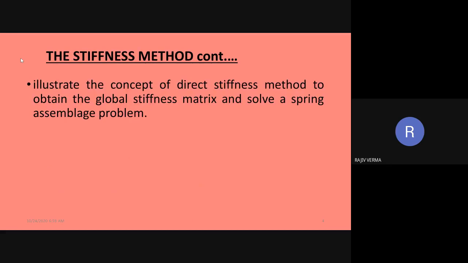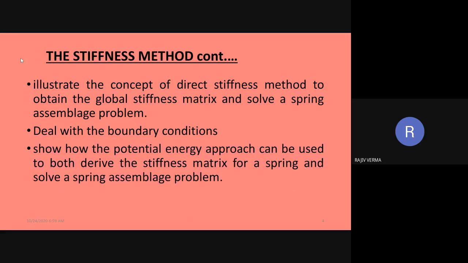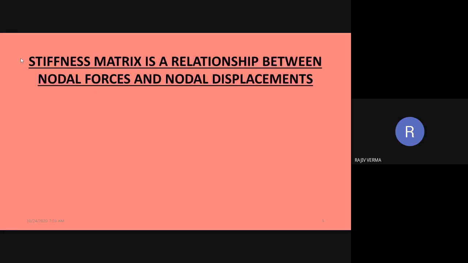We are going to illustrate the concept of the direct stiffness method to obtain the global stiffness matrix and solve the spring assemblage problem. We are going to deal with the boundary conditions. We are going to show how the potential energy approach can be used to derive both the stiffness matrix of a spring and solve the spring assemblage problem.